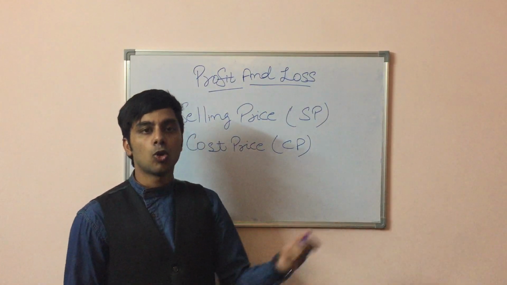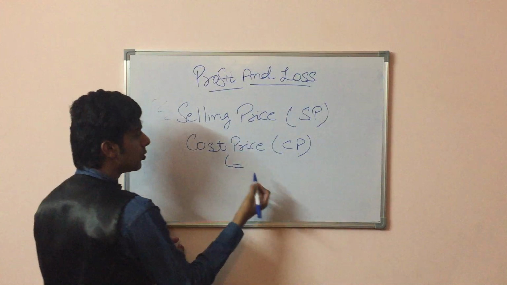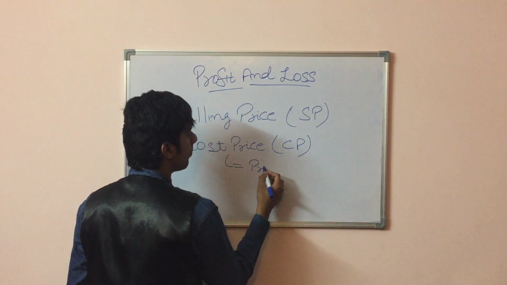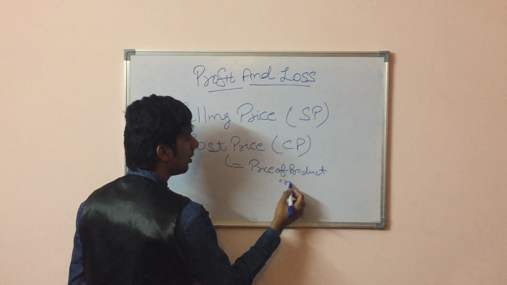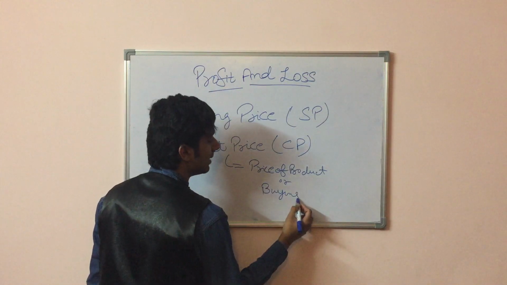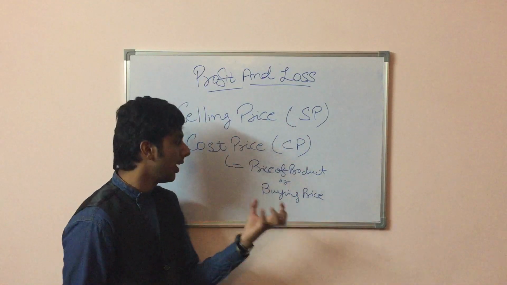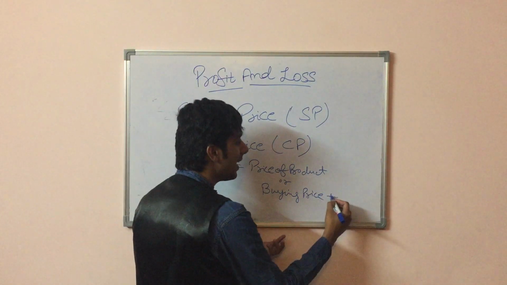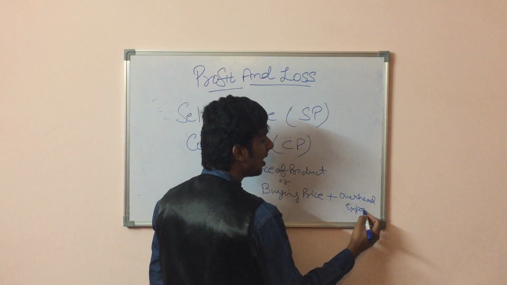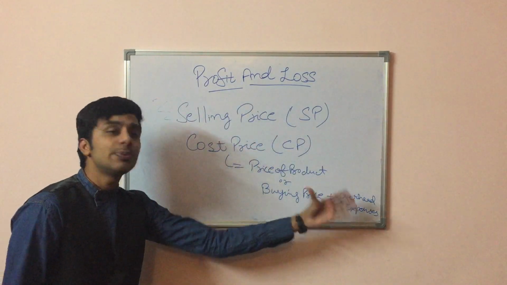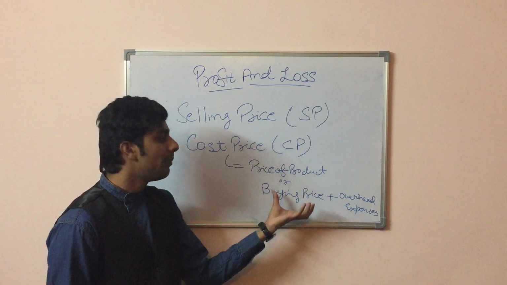What is a cost price? Cost price means any price on which we buy a product. So cost price is equals to any price of a product, or you can say buying price. Price of the product means price of the product at which you buy a product, right? Or you can say it as a buying price plus any overhead expenses. What are these overhead expenses? Overhead expenses are the expenses which are borne by a buyer when they buy a product.